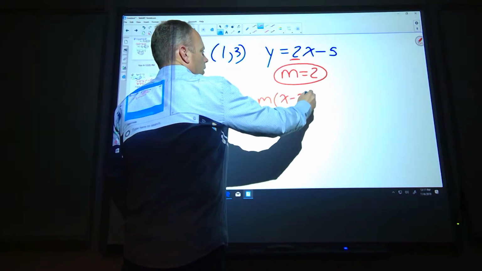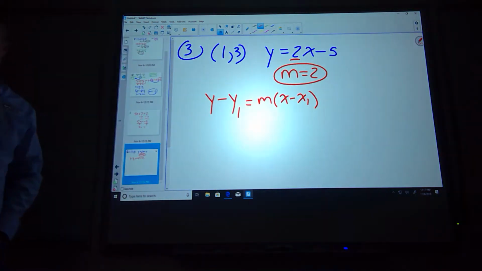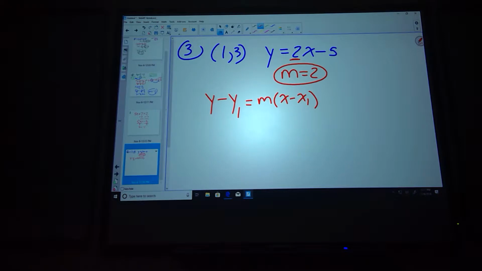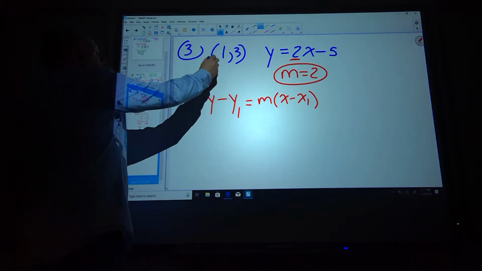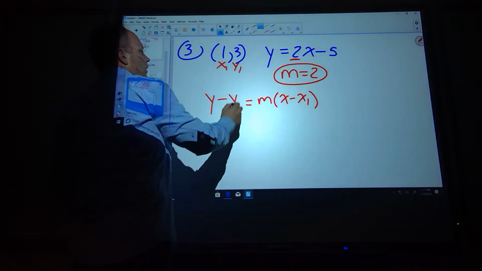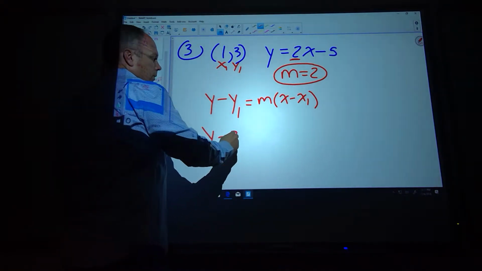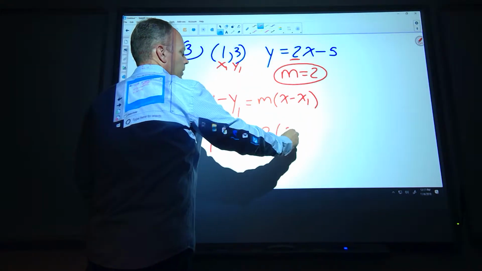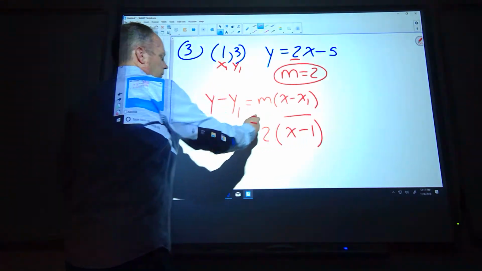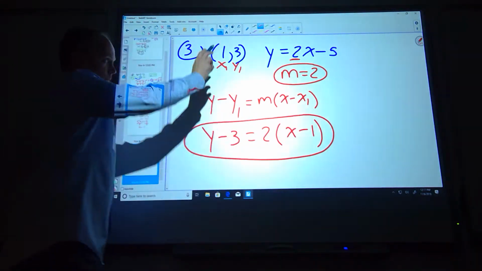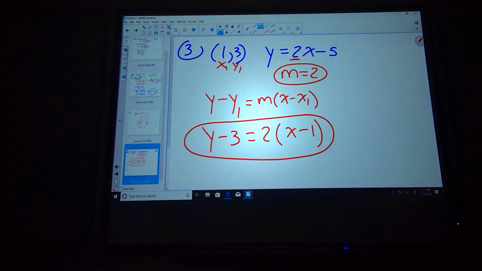Okay, so this is called the point slope equation. You will be given this equation, and if it says, find me the equation that's parallel to that, I need to have the same slope because same slopes are parallel, right? And then I have to realize this is an x1, this is a y1. So you get y minus 3 equals 2 times x minus 1. I just found the equation that is parallel to the blue equation. I found the equation that also contains the point 1, 3.